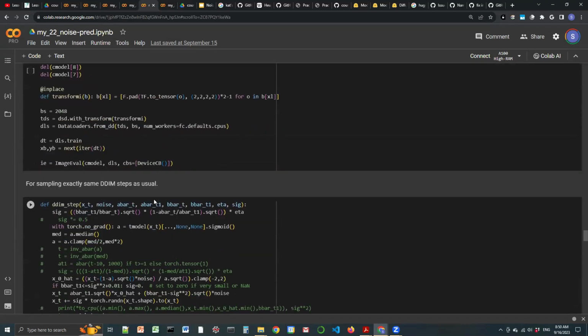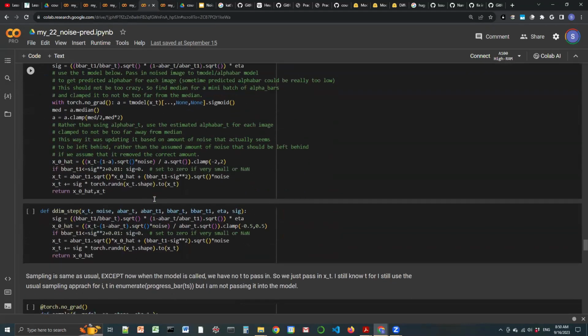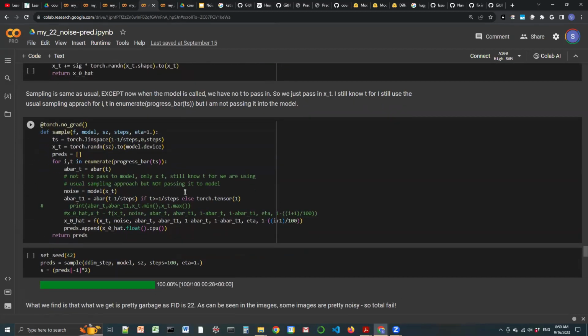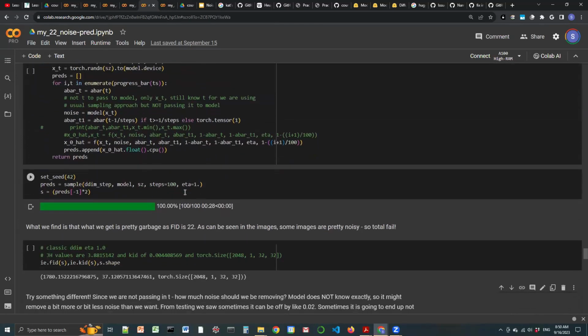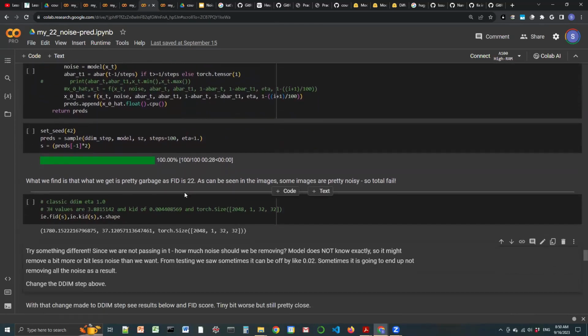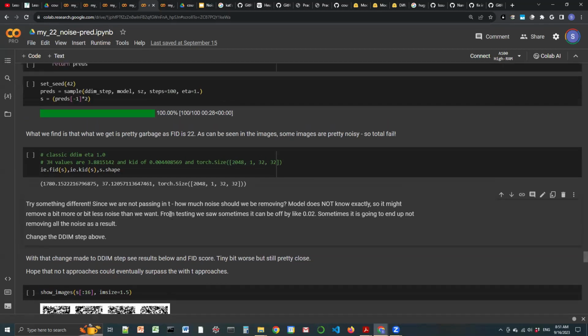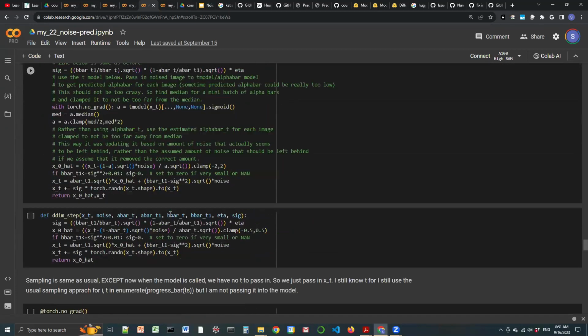So what he says is the model may remove a little more or less noise than what is anticipated to be perfectly removed, or to be perfectly aligned with what amount of noise has been added. So sometimes it's not going to remove the whole noise, for example. So he changes the DDIM step through which we sample, right? And that is the reason.